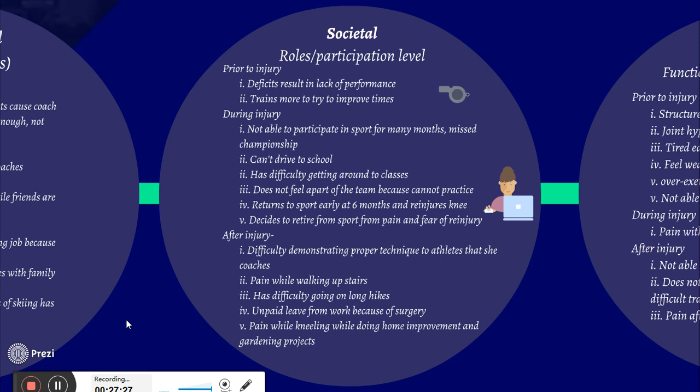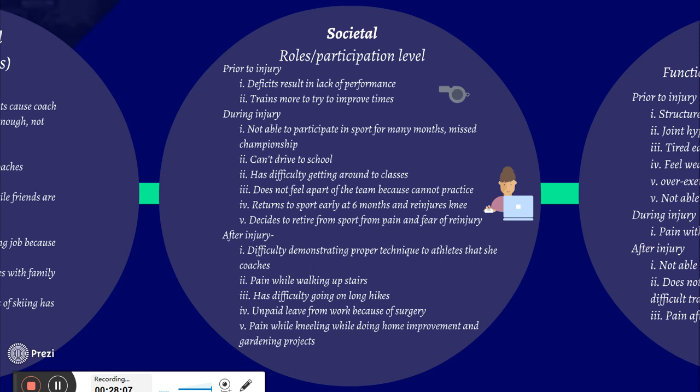During injury, maybe she's not able to participate in sport for many months. She missed the championships. Maybe she can't drive to school or to work. If she was in school, maybe she had difficulty getting around to classes, having to wait for the elevator. Maybe she had classes all the way across campus, and so she was always late to her next class. Maybe she doesn't feel part of the team because she can't practice and train. She has to sit in the lodge all day while everyone's up on the hill training and having fun.